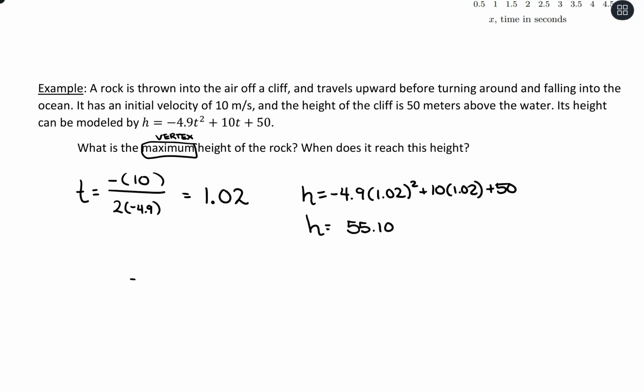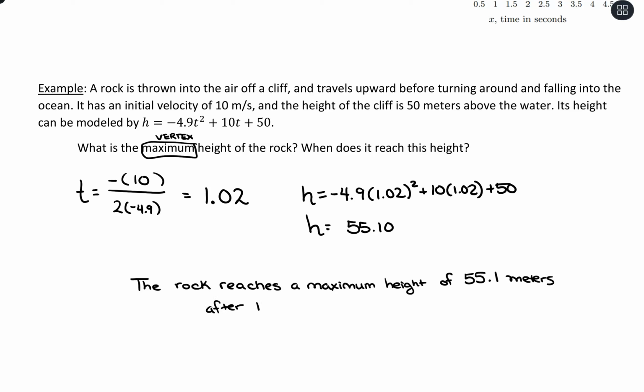So the rock reaches a maximum height of 55.1 meters after 1.02 seconds. So for intercepts, you're plugging in values of 0, and then for minimums and maximums, we are looking for the vertex.